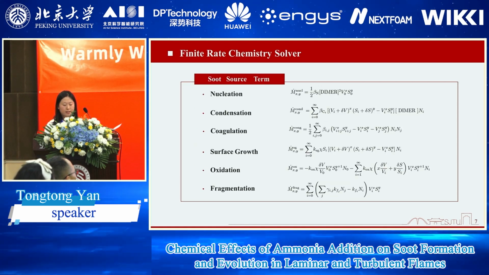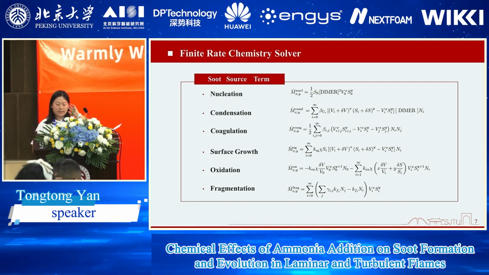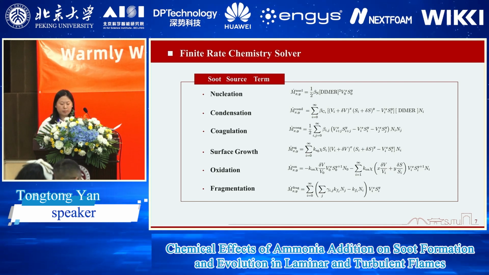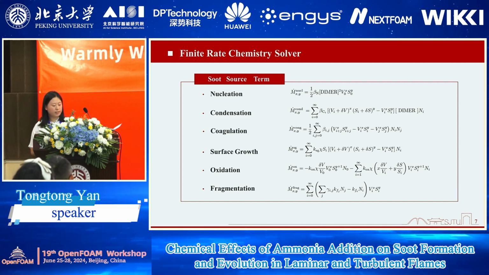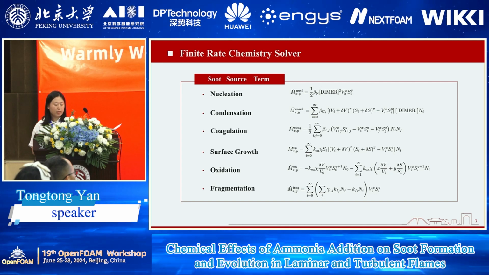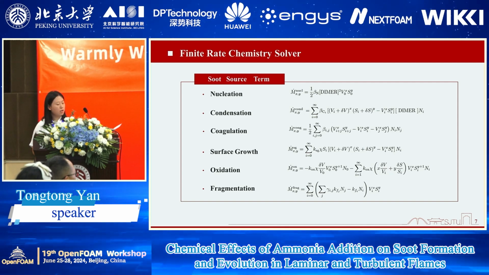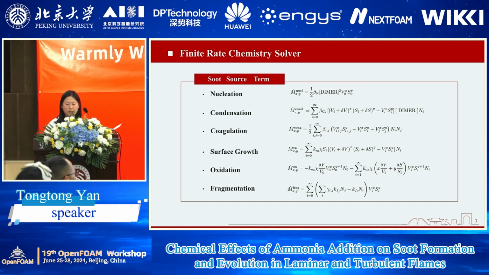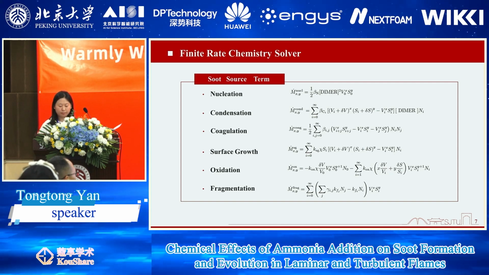And here is the detail for the soot source term. First, PAH dimers collide and lead to the formation of the first soot particle. This process is called nucleation. Condensation results from the collision of a soot particle with a PAH dimer, and coagulation is the collision of two soot particles. Surface growth results from the addition of carbon atoms on the surface of soot particles through the HACA mechanism.